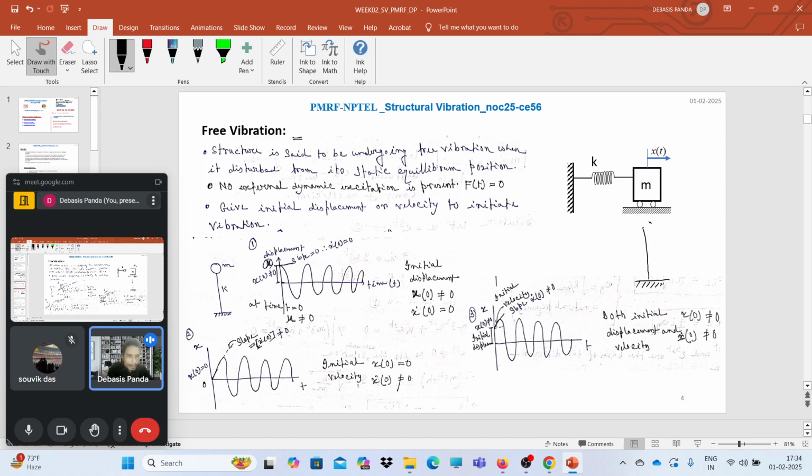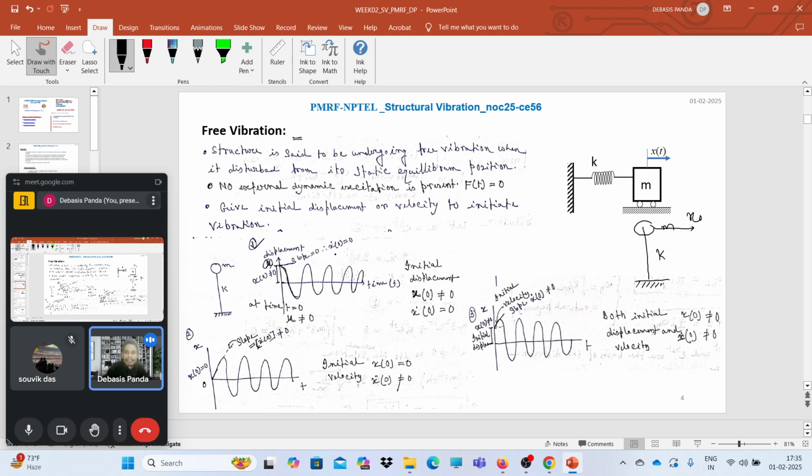Say one concentrated mass is there, and the column represents the stiffness. Now I provide some initial displacement, say for example an initial displacement of x naught, and leave the system to vibrate. That means I am providing the initial displacement. Say for case one, you can see one initial displacement is provided, slope is 0, that means no initial velocity is provided, only the initial displacement is provided, and the system will vibrate.